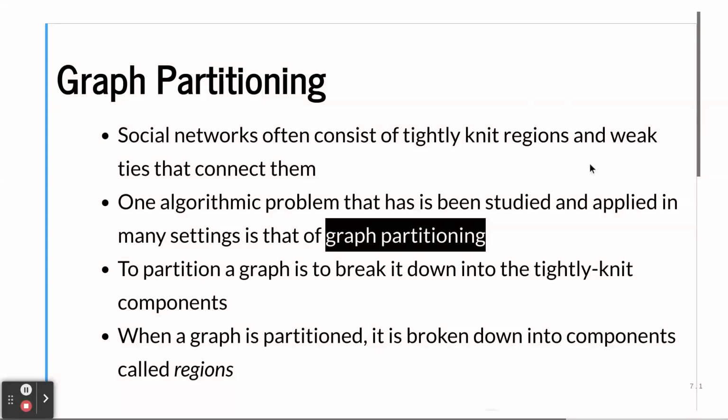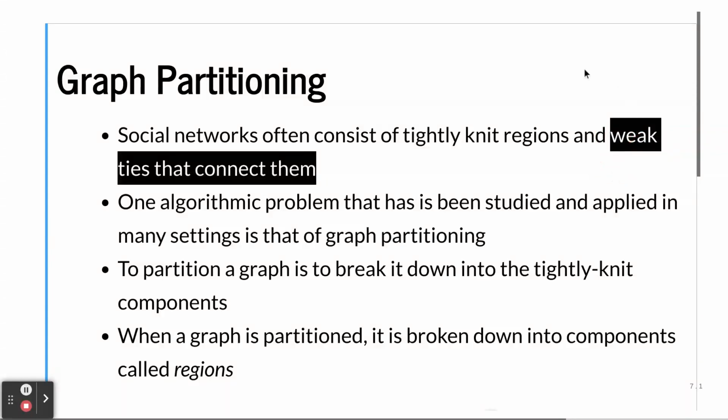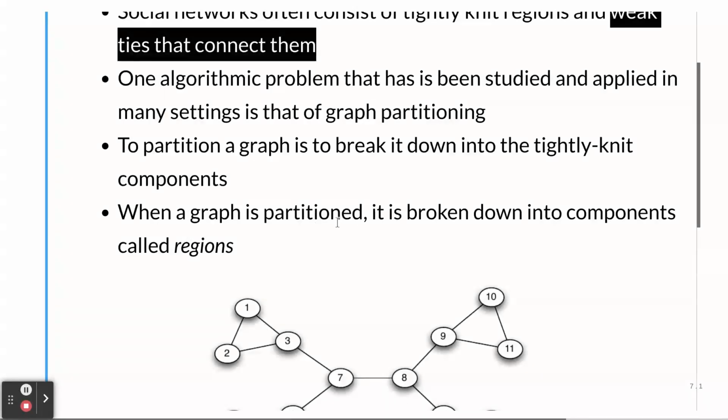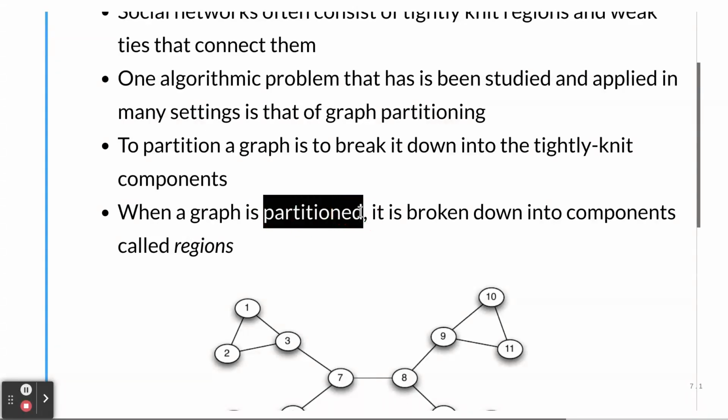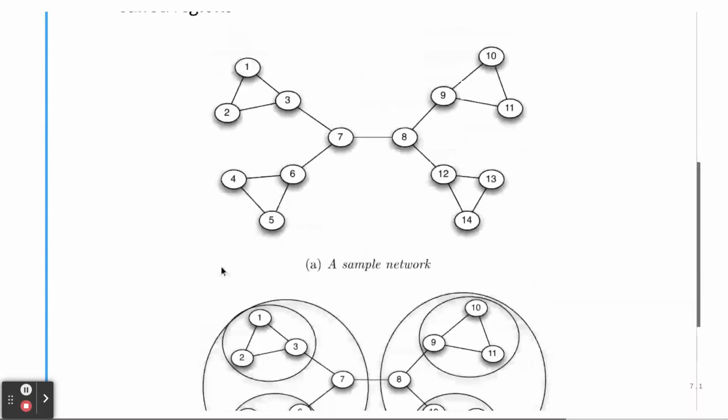So we identify where these weak connections are that bridge two tightly knit groups, and we think about severing those weak connections so we have completely independent components. When a graph is partitioned in this way, it's broken down into components that we call regions.